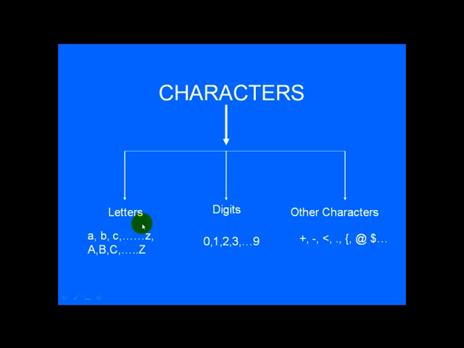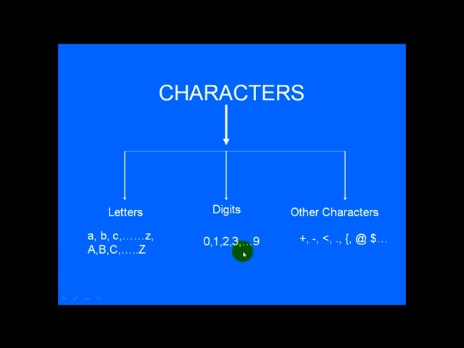First of all, the letters. Letters are basically the English alphabets: small a, small b, small c, up to small z, capital A, capital B, capital C, up to capital Z. At this stage, we have to differentiate between small a and capital A, because we know that Java is a case sensitive language, meaning there is a difference between lowercase letters and uppercase letters in Java. So small a is different than capital A, small b is different than capital B, and so on.